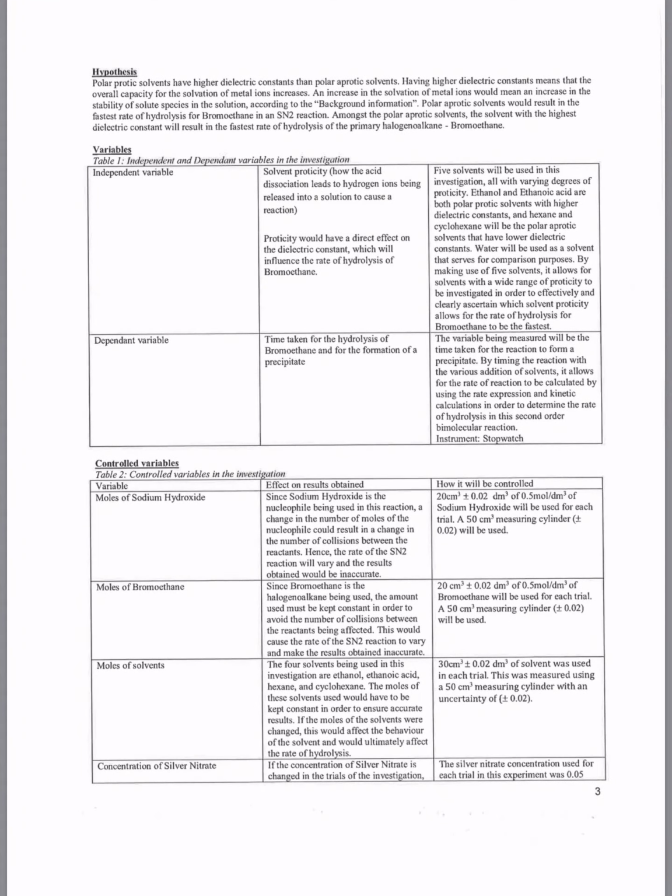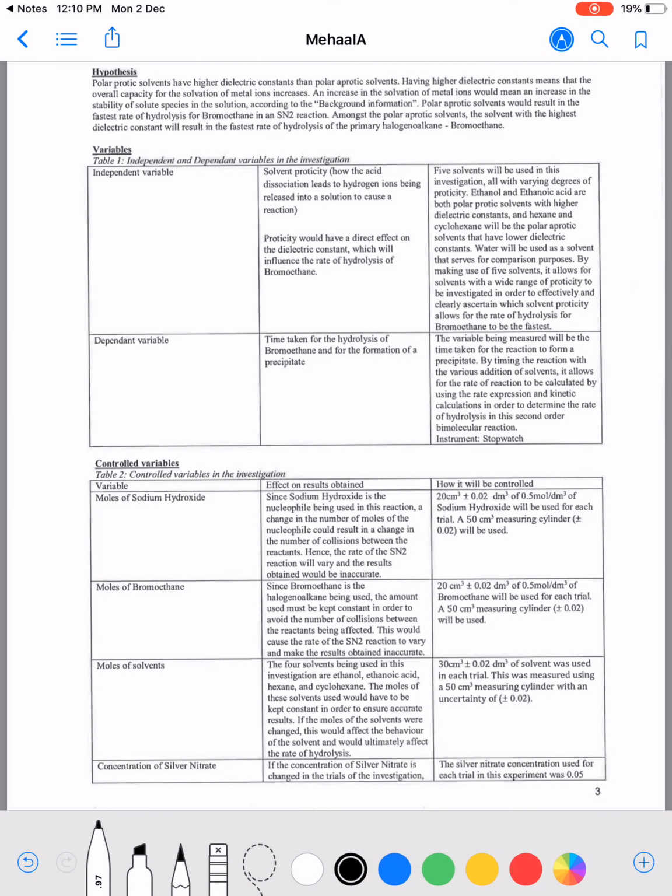Now, see what I was saying about the tables? Use the tables. Tables are great. What's the independent variable? Solvent proticity, five different solvents will be used. Description, brilliant. What's the dependent variable? Time taken, awesome. So the dependent variable is not the rate. You can't measure the rate, but you can measure the time. Common error: say what you are measuring for the dependent variable. How will it be controlled?